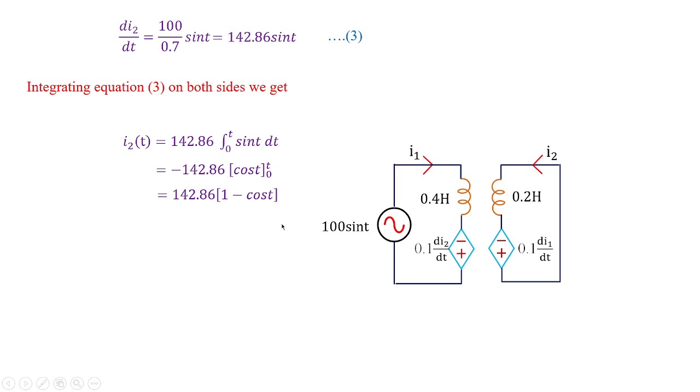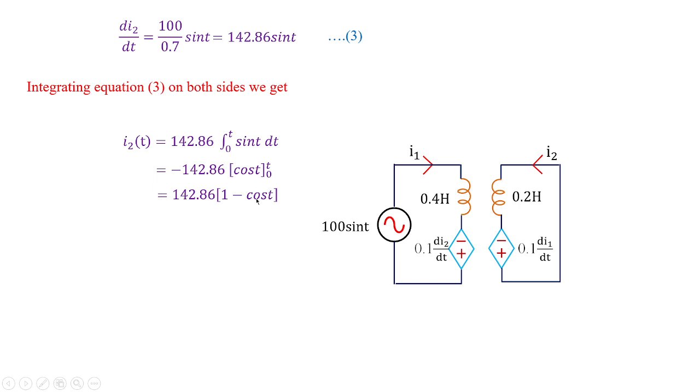In some cases or in competitive exams, they may ask you to find out the value of current I2 of t at t equal to 0. At t equal to 0, cos 0 will be value as 1. So 1 minus 1 will be 0. So I2 of t will be equivalent to 0 amperes.